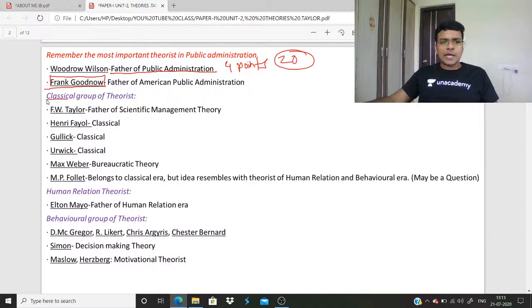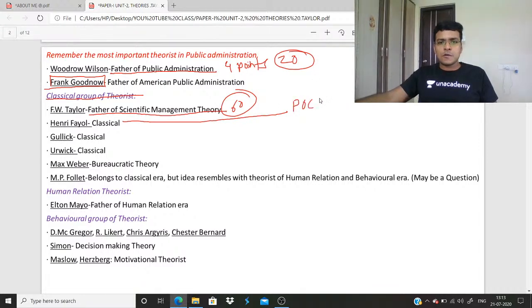After that, we have the classical group of theorists. Remember, this will help you understand in a holistic way. F.W. Taylor is known as the father of scientific management theory. A 60 marker question comes. Understand, all belong to the classical group of theorists. Fayol, classical group of theorists. Fayol, 14 principles. With these 2 words, you can write a 20 marker question. I will teach you how to write it. So just knowing the 2 words, you can write a 20 mark question. Fayol, Gulick, another classical theorist.